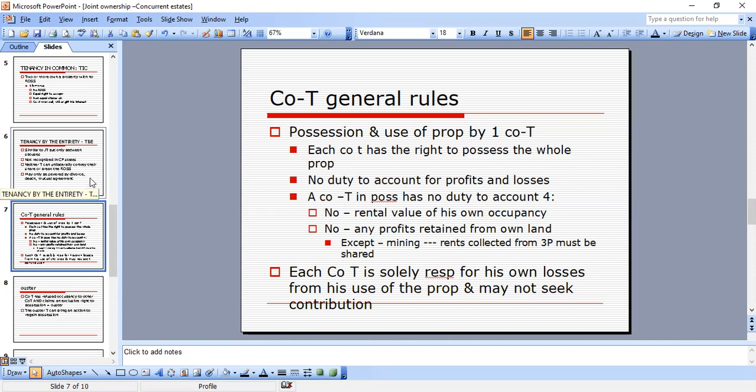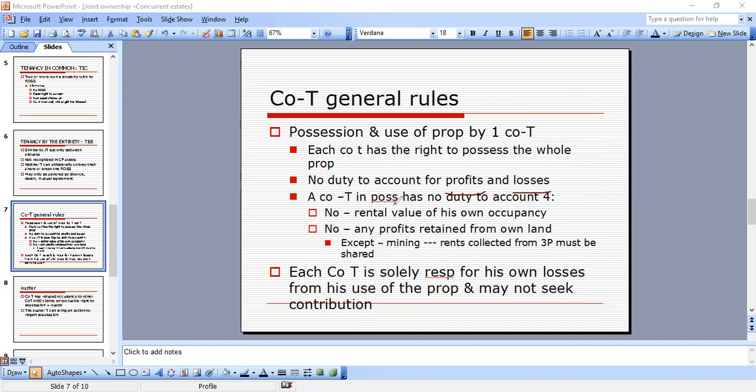Each co-tenant has the right to possess the whole property, but no co-tenant has the right to exclusively possess any part of the property. You can't say, hey, I'm possessing this entire home, and you're going to have to move out. You're not allowed to come back into it. Because if that happens, they consider that an ouster, and then it would have to be taken to court. Okay, so each co-tenant has the right to possess the whole property. We talked about that. No duty to account for profits and losses.